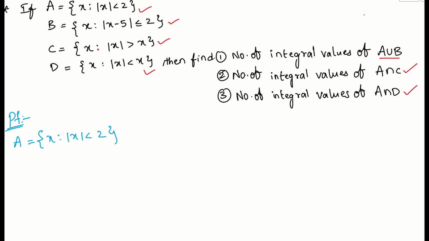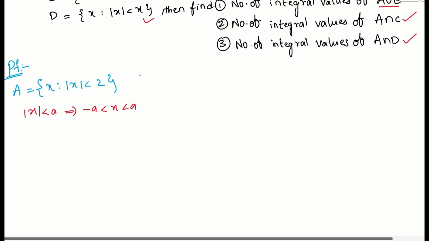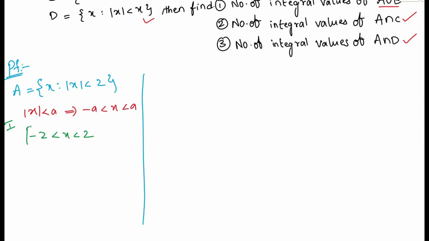If you remember, we have one formula. If you have |x| less than a, from this I can conclude that x lies between negative a and positive a. So if you want, you can apply this formula. If you don't know this formula, I'll tell you how to do it. I'll let you know two processes. Let me take this as method number one. From this, I can say that -2 is less than x, which is less than 2. Directly, we will be getting the answer.